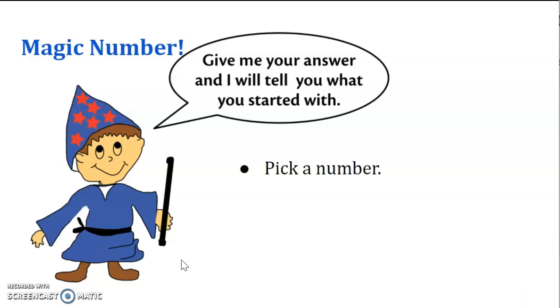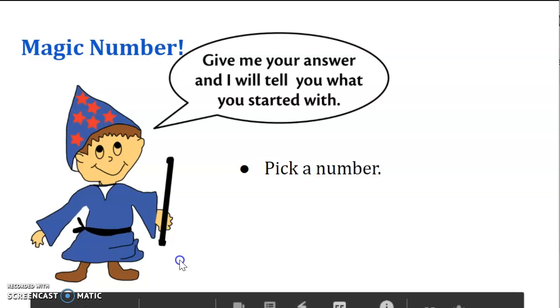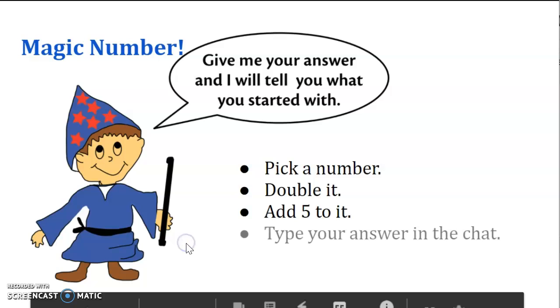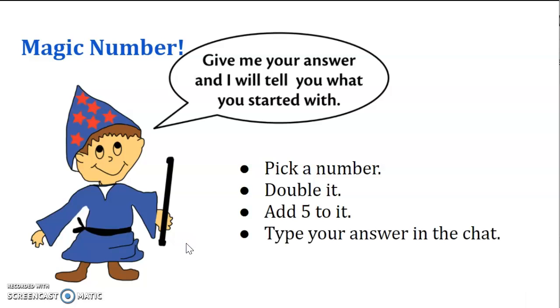Okay, so the way it works is you pick a number, any number, usually between, I don't know, -50 to +50. Let's just keep it simple. You double whatever the number is, and then you add 5 to it. Then, whatever number you ended up with, you're going to put that answer in the chat.